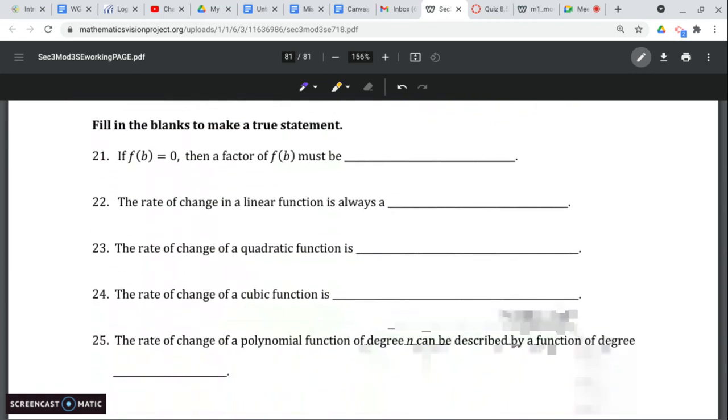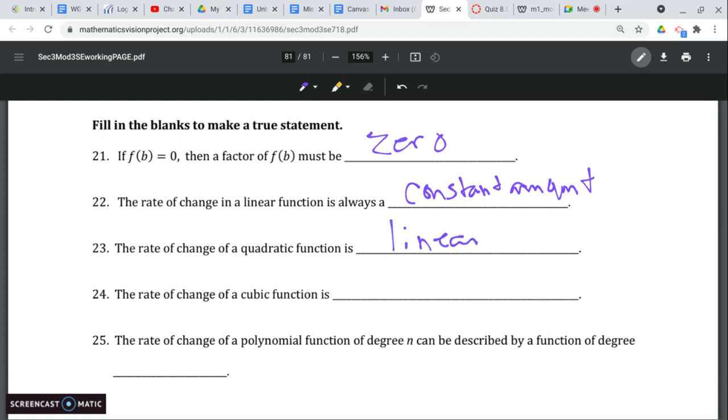All right. The last section is fill in the blanks to make a true statement. If f of b equals 0, then a factor of x minus b must be 0. The rate of change in a linear function is always a constant amount. The rate of change of a quadratic function is linear. The rate of change in a cubic function is quadratic.